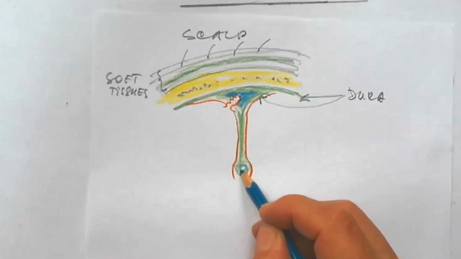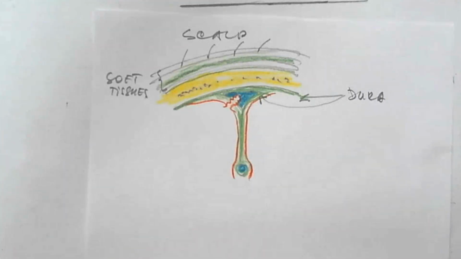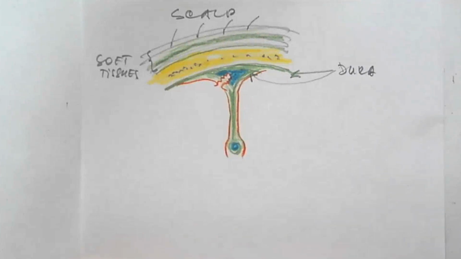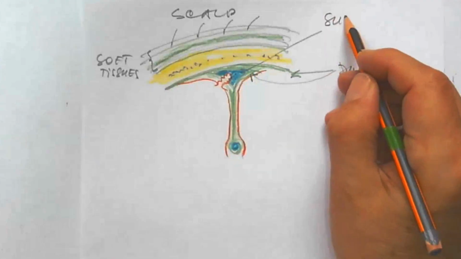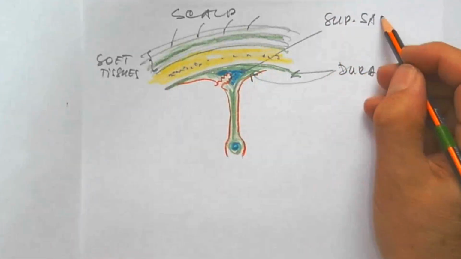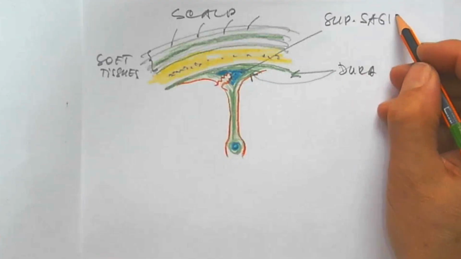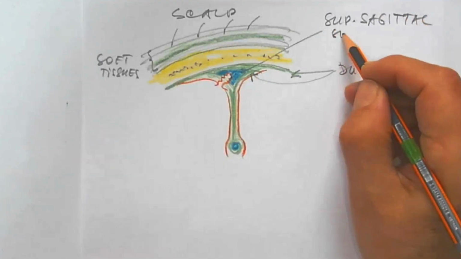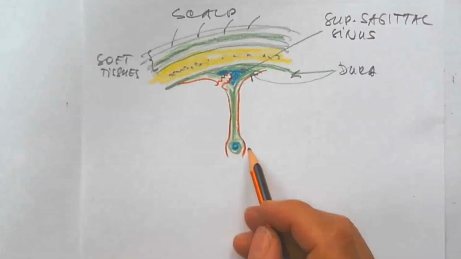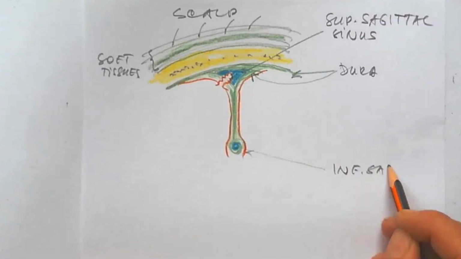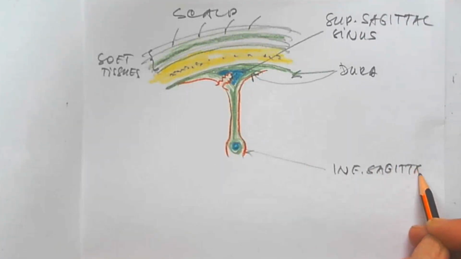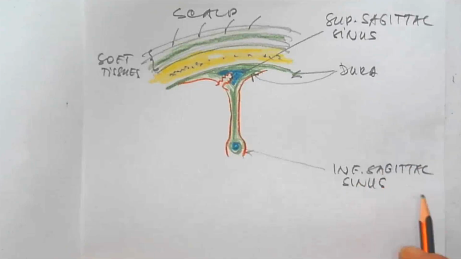This is here, and here is also vein. So these venous channels are called sinuses. So here is the superior, because I will show you also, one of the biggest ones is the superior sagittal sinus, and here is the inferior sagittal sinus. Again, the sinuses are vascular venous channels without valves.